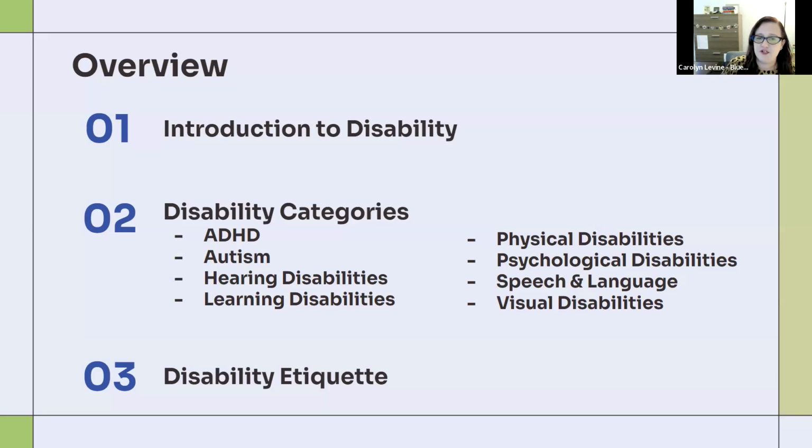And then lastly, we are going to talk about disability etiquette. Again, this is something that I could go into a lot of depth with and would probably take all afternoon, so I'm going to try and keep it to the basics. Disability etiquette that you could apply in a lot of different situations. But if you do want more information about maybe specific etiquette with certain populations, please let me know. I'll be happy to share that information with you.